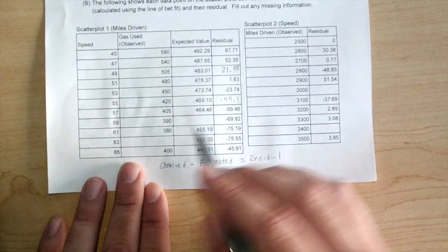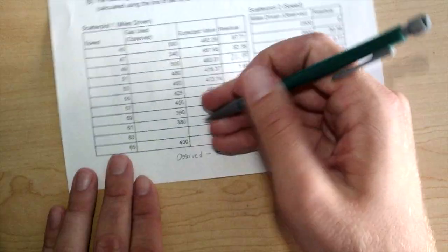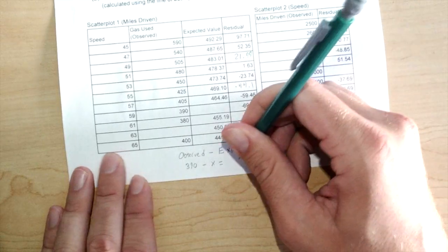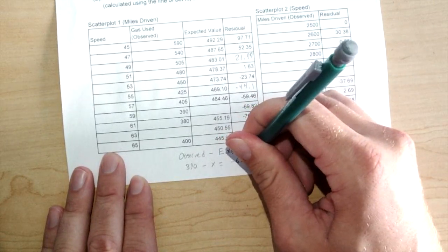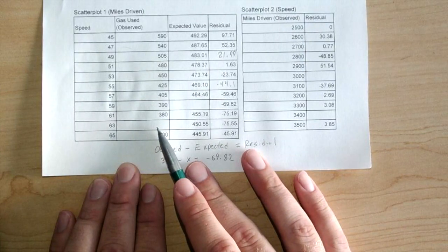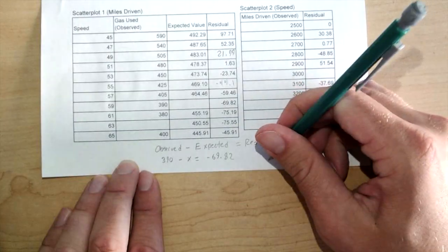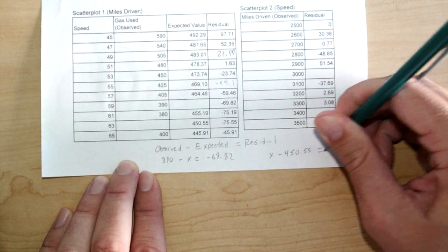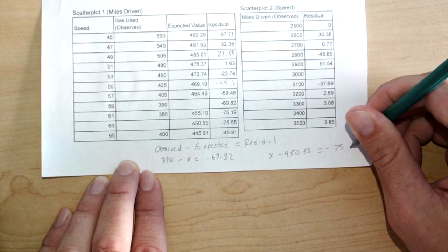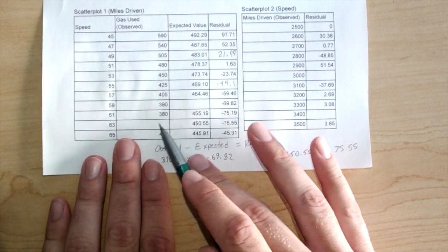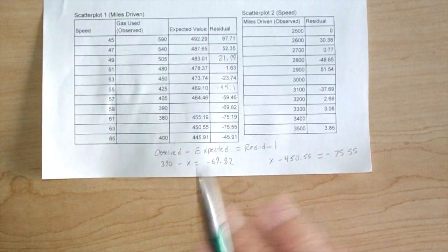And same thing here. So here, we're missing expected. So 390 minus x equals negative 69.62. Here, we're missing observed. So x minus 450.55 equals negative 75.55. So I'm going to do those to fill those out, and then by similar, well actually I'll just do those two.